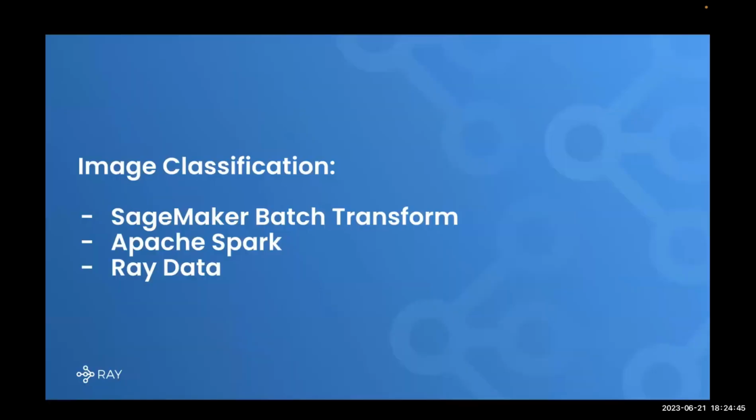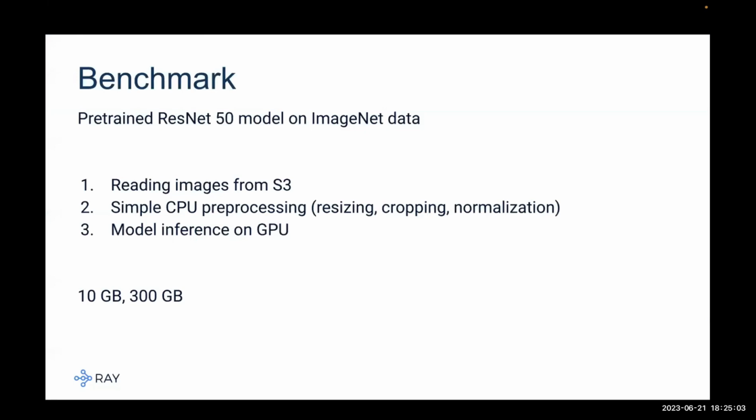So now let's take a deep dive into 3 in particular: SageMaker Batch Transform, Apache Spark, and Ray datasets. What we did is we benchmarked all 3 of these on an image classification. So very simple image classification benchmark. We have a pre-trained ResNet 50 model, and we just want to do inference on ImageNet data. And essentially it's 3 steps, right? Read images from S3. We have some very basic pre-processing that's happening on CPU, such as resizing the images, cropping the images, normalizing the images, and then finally we have model inference on GPU. So you want to create a data pipeline with these 3 steps using those 3 approaches: SageMaker, Spark, and Ray datasets. And we did this on both 10 gigabytes and 300 gigabytes.